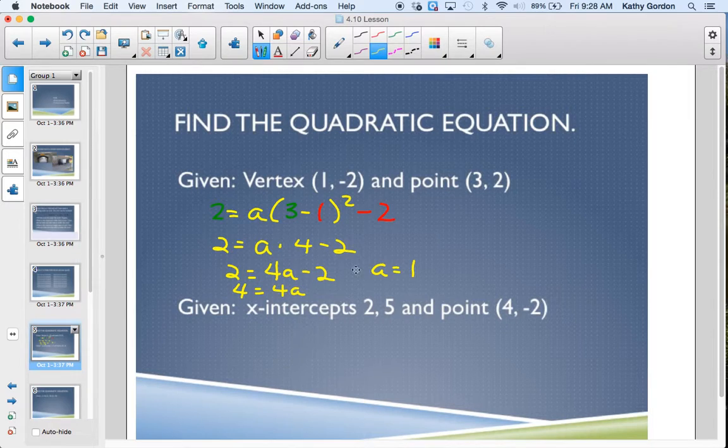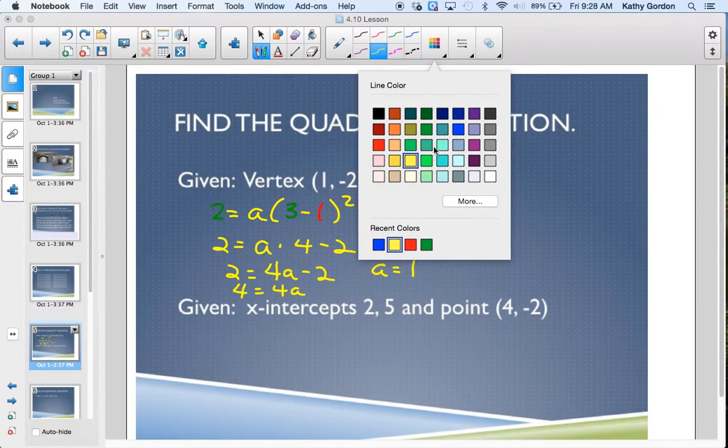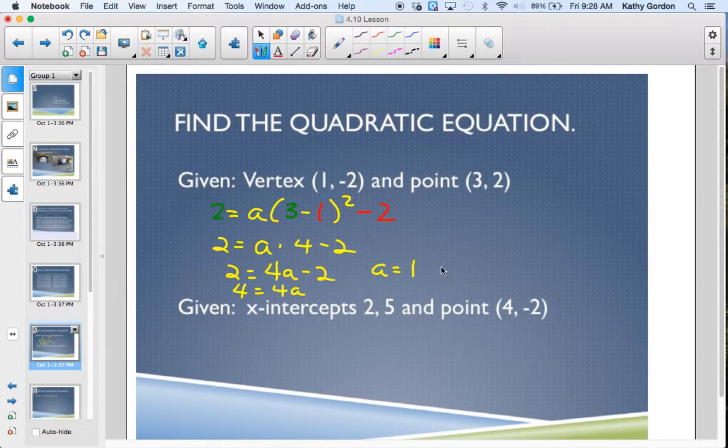So my final answer here, let's go orange, is going to be y equals 1(x minus 1) squared minus 2.